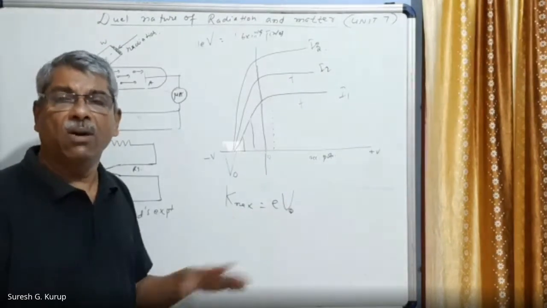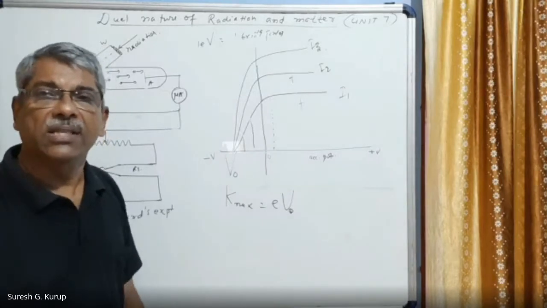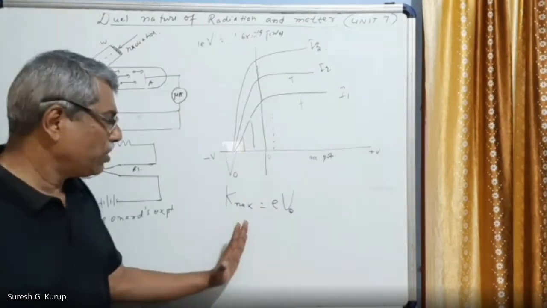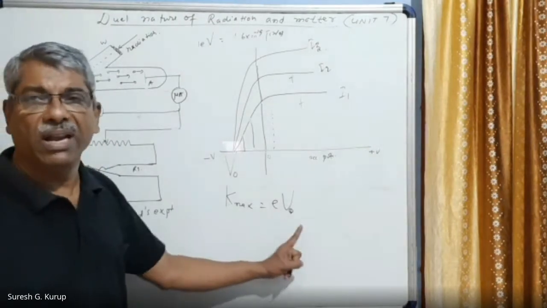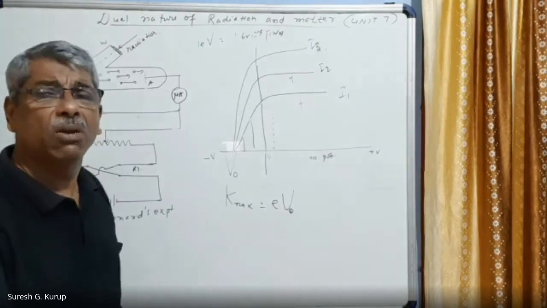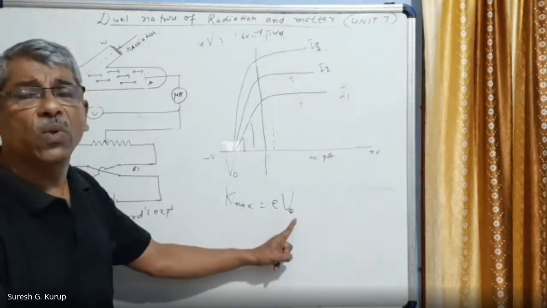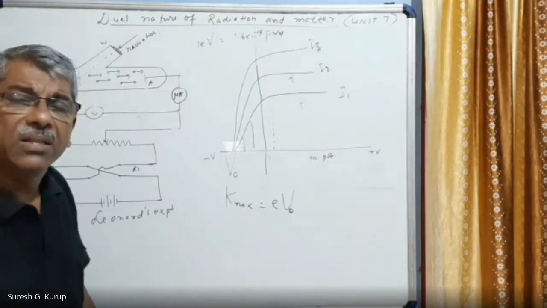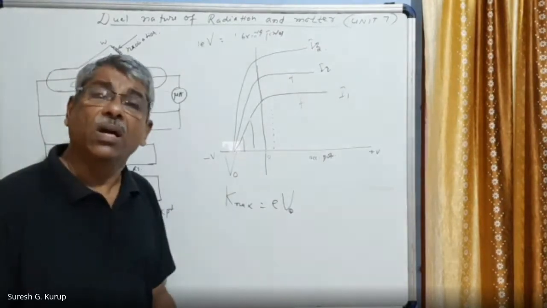Then the photoelectric current ceases to exist. That means no photoelectric current flows into the circuit. So this is a very important relation. That is, the maximum kinetic energy of the electron is equal to eV0. What is V0? This is the stopping potential, right? Sometimes it is also called the cutoff potential.